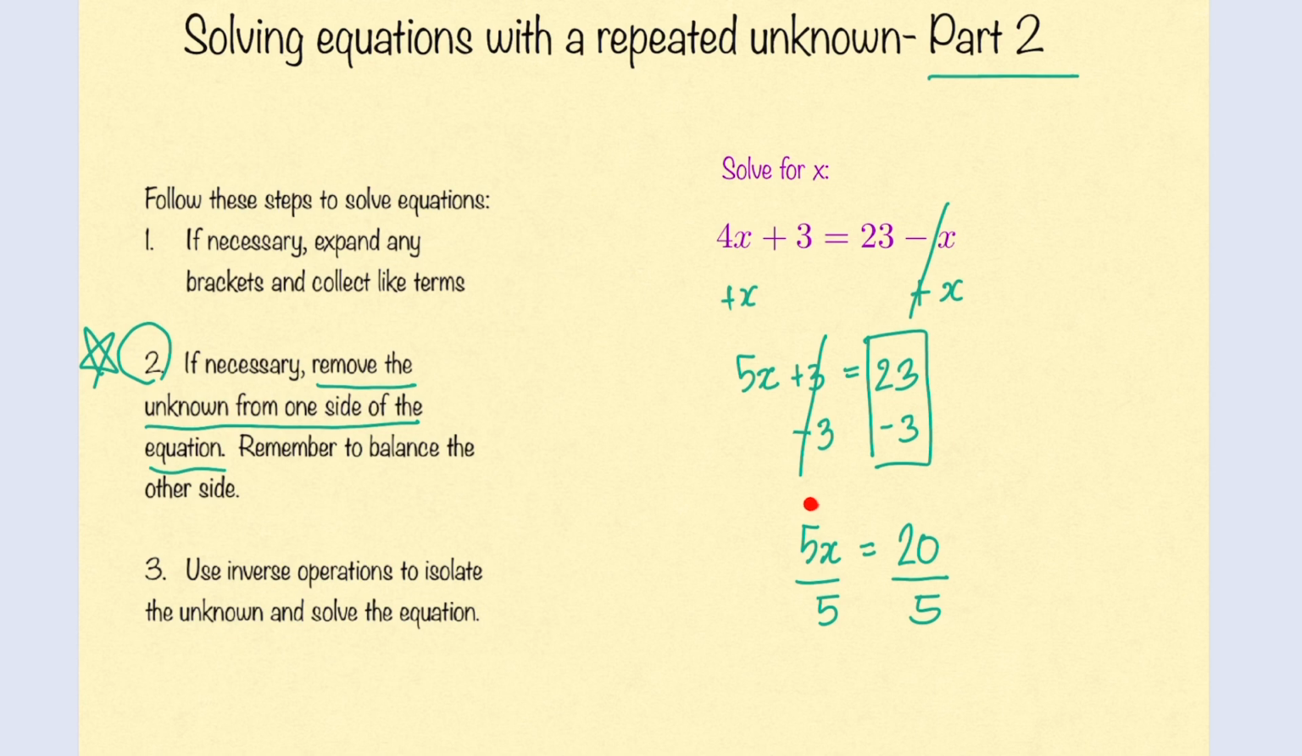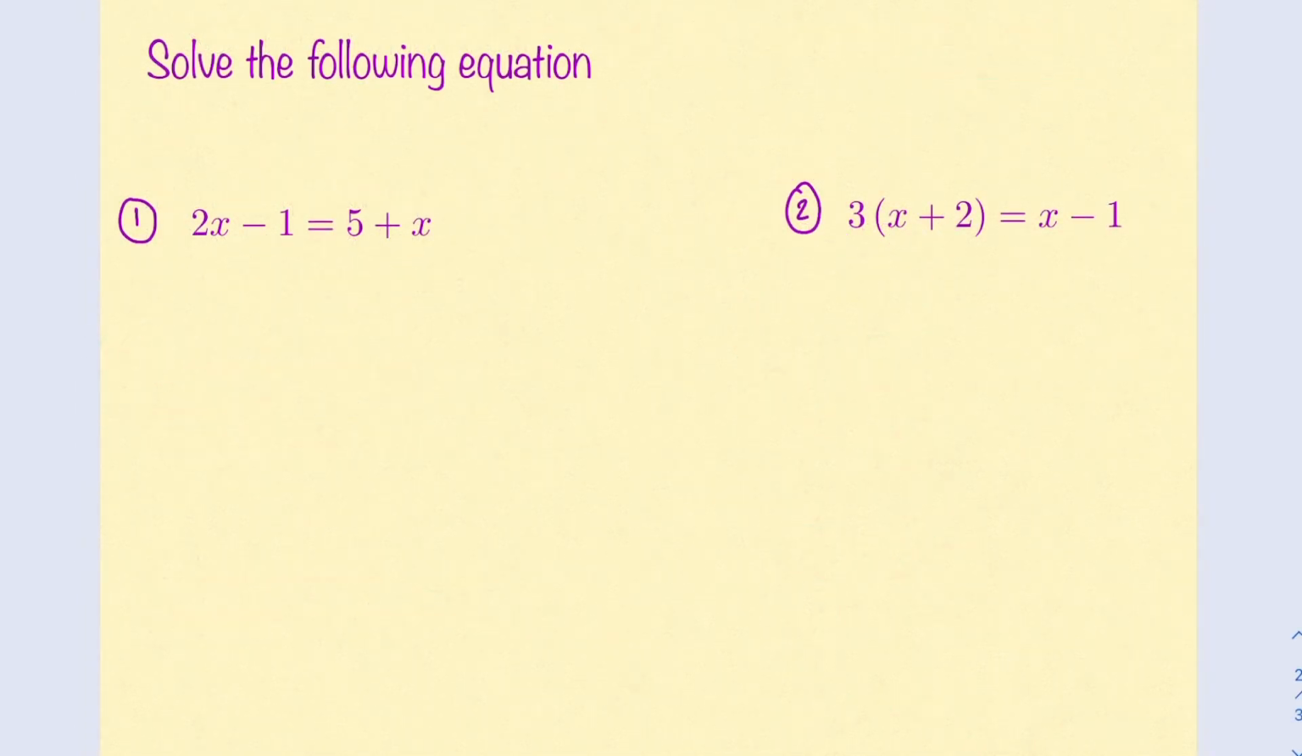On the left, 5 over 5 is equal to 1. So we can cross out the 5's, and I have isolated the x, which I want to do to find the unknown x. And on the right, I have 20 over 5. 20 divided by 5 equals 4. So the final answer is x equals 4. Let's have a look at the practice questions together.